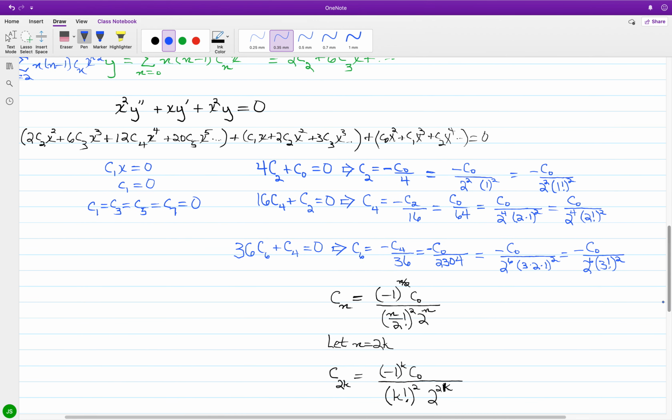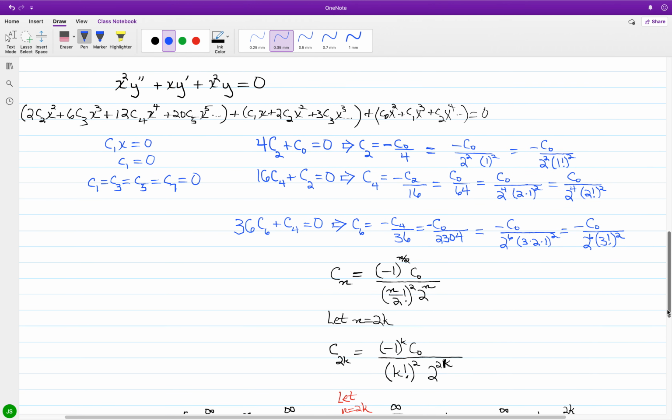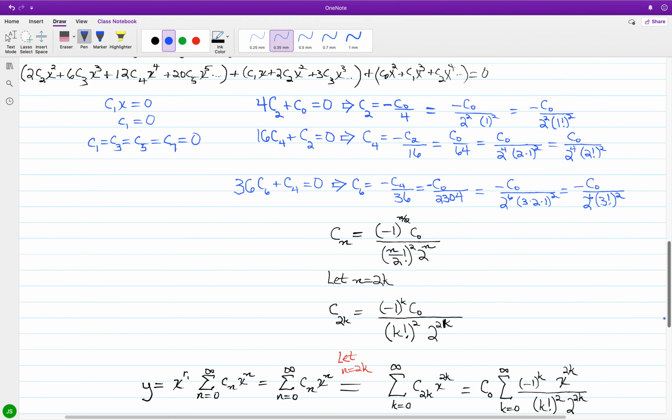C of n becomes transformed to C of 2k, and I'm going to have negative 1 to the k, C naught, and for n over 2 factorial squared, this will translate to k factorial quantity squared, and 2 to the n I'm going to have as 2 raised to the 2k. Now going back to what we have for y, again, we had that our r of 1 was equal to 0. And so again, we have y equal to the summation as n goes from 0 to infinity of c of n times x to the n, and putting n in terms of 2k.